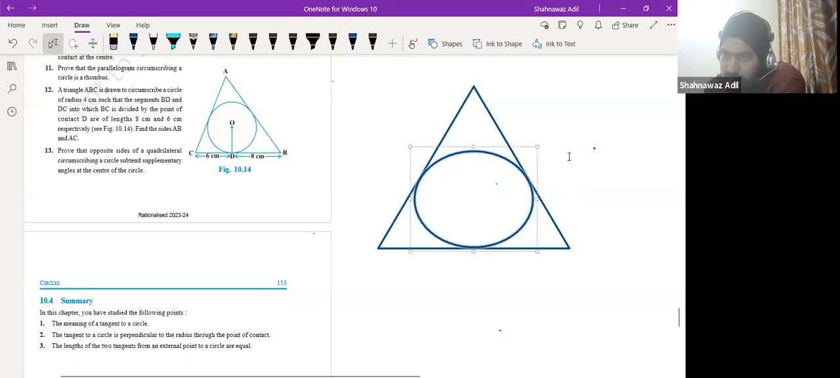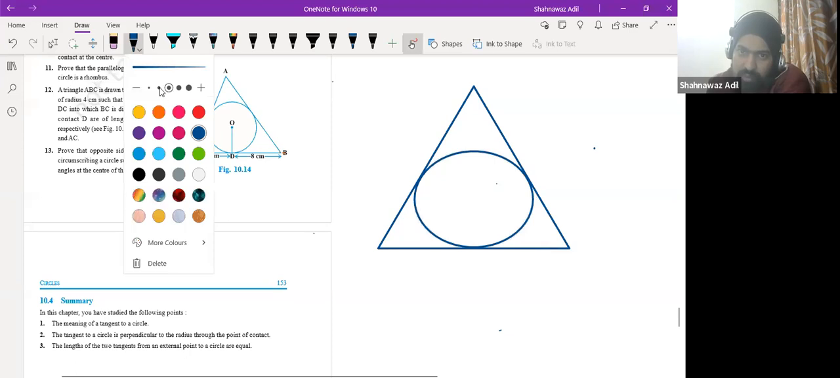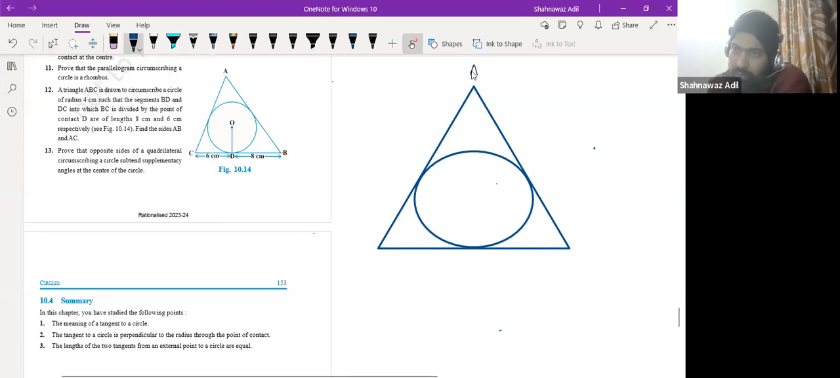Okay, so now we have this circle, we have this triangle ABC, and this is B and this is C. And these are the tangents, right? These are the tangents. So for this circle, let's say this is the center.